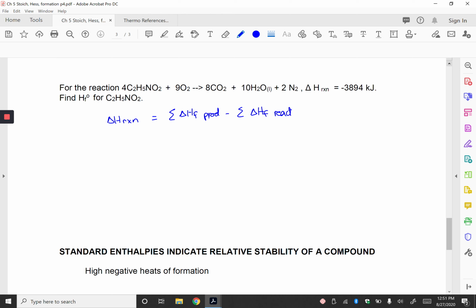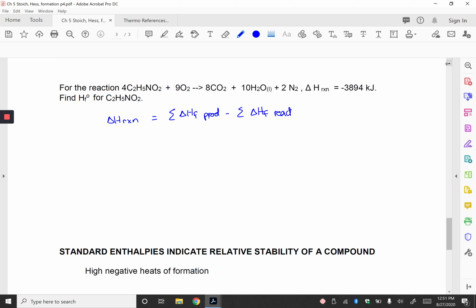Now, most of the time we are given these values, the heats of formation, and we are looking for delta H of the reaction. In this case, they're doing the opposite. They're giving us the delta H of the reaction, and we're trying to find the delta H of formation of one of my reactants here. So we'll do it the same way, just the numbers are plugged in a different spot.